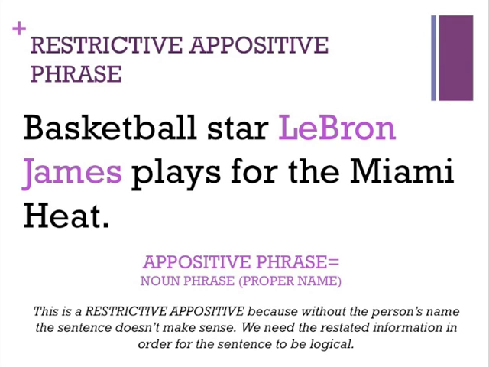But it is restrictive. In other words, we didn't separate it with commas. Now, the reason is, of course, that we need the person's name in order to understand which basketball star we're talking about. So there are many basketball players for the team. Which one are we talking about? So we need this restated information. And again, remember that this was most likely an adjective clause before, but it's referring basically to the same person, basketball star and LeBron James.